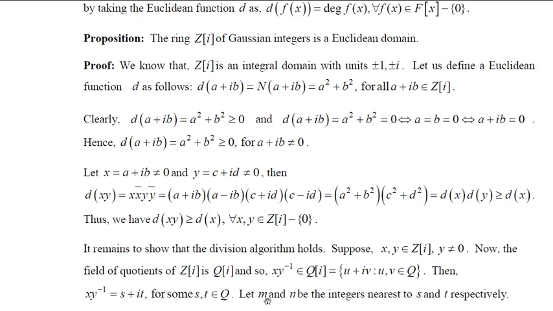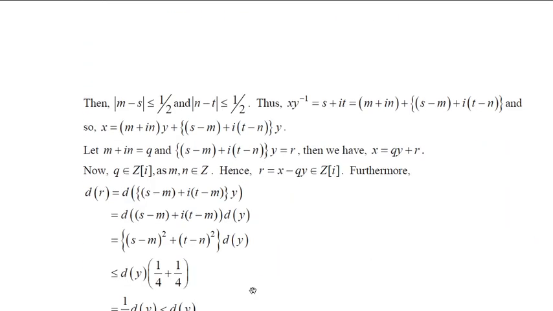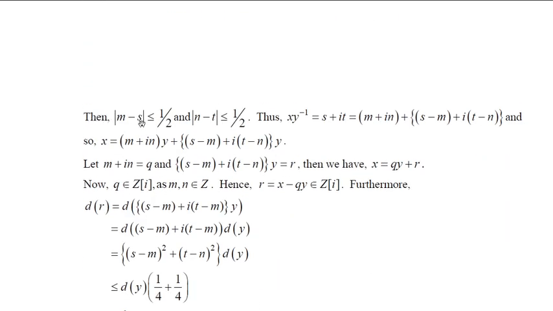Now let us assume that m and n are the nearest integers to s and t. So your m and n are integers which are nearer to s and t. m is near to s and n is near to t. Since m is near to s, their difference cannot be more than half. It should be less than or equal to half.